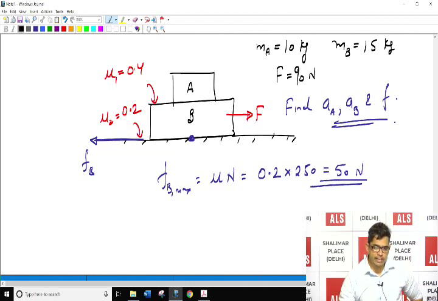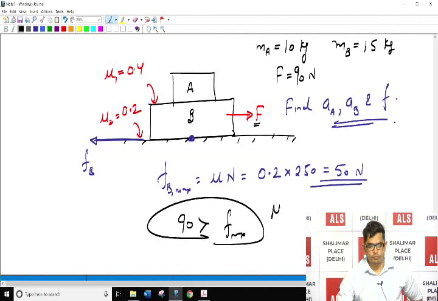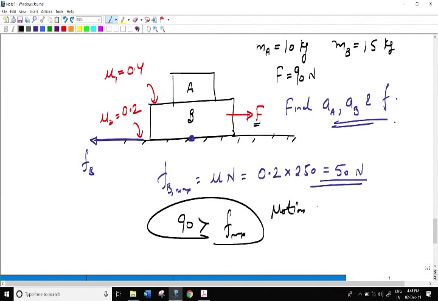If you look at it, the external force is 90 Newton, which is large enough compared to the maximum friction available. It proves that motion will be there. Motion will happen.